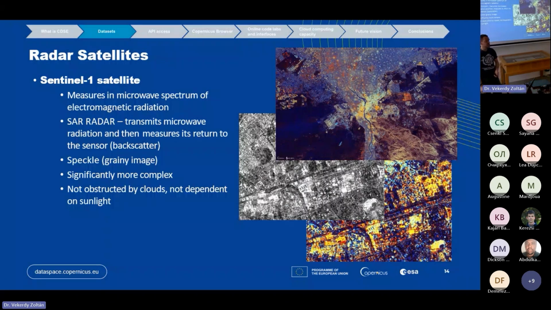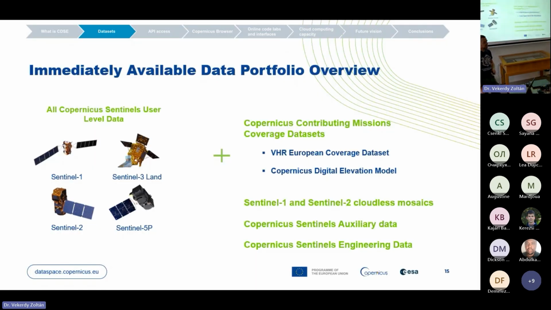Sentinel-1, which is a radar satellite operating through clouds. Radar images are a bit different to interpret, and we're going to practice this as well. They are influenced by speckle, a specific kind of noise in the signal. They are more complex, but they are not obstructed by clouds, and they're also super pretty. So these are the data sets immediately available.